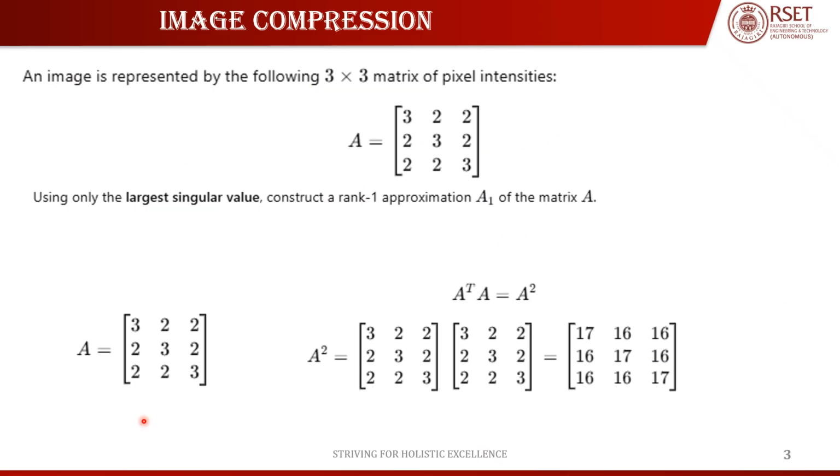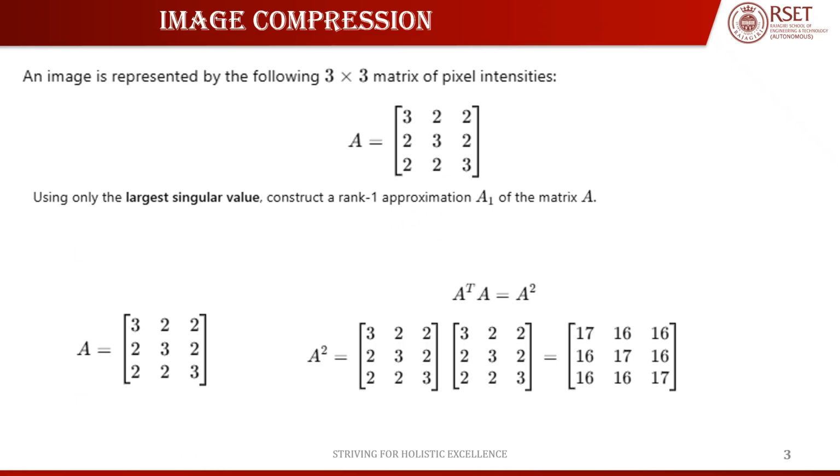Here in this question, an image is represented by the following 3 by 3 matrix of pixel intensities. You are given A, and if you are given a picture, we just frame the pixel intensities as a matrix, and the matrix is given here. You are asked, using only the largest singular value, to construct a rank 1 approximation A1 of the matrix A.